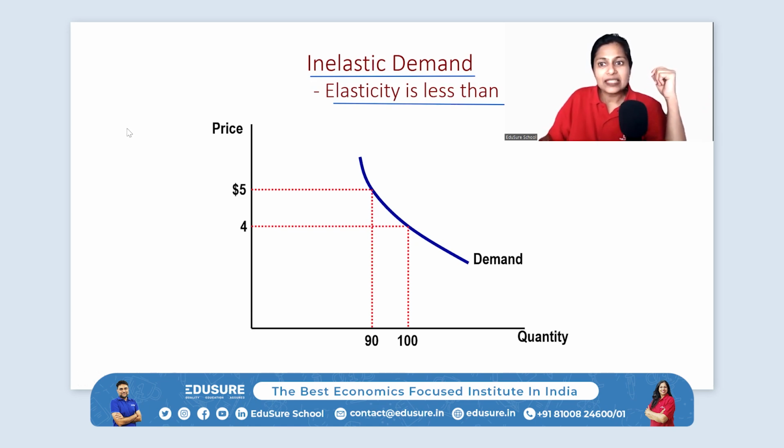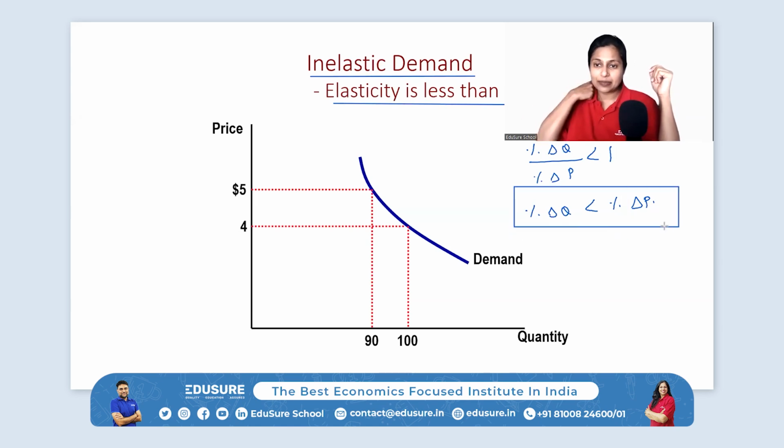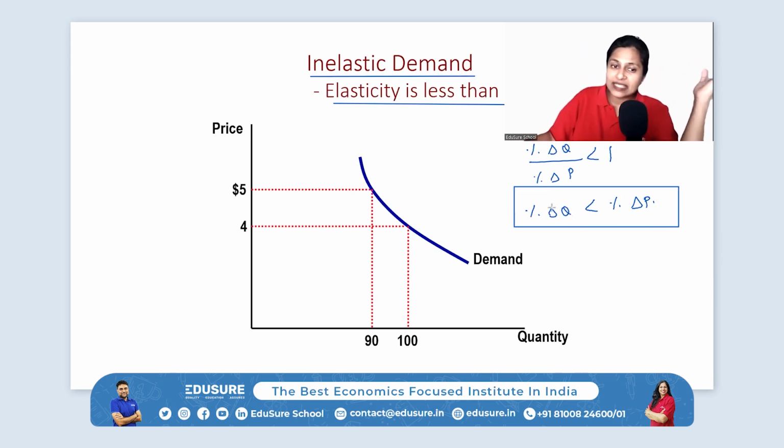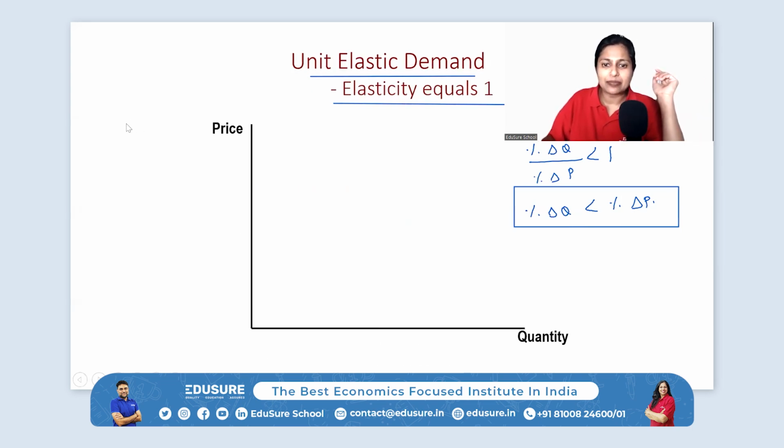Okay. So in this case, the elasticity of demand is less than 1. That means the percentage change in quantity upon percentage change in price is less than 1, which means the percentage change in quantity is less than the percentage change in price. Inelastic demand means the percentage change in quantity is lesser than the percentage change in price. The demand curve is steeper. Price increases 25%, fall is only 10%.